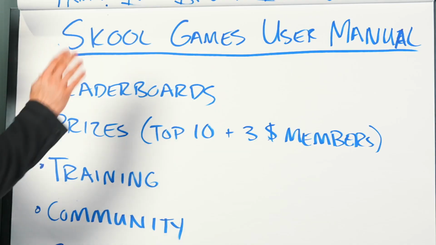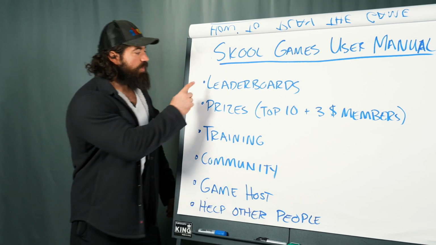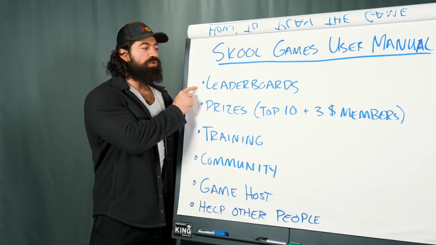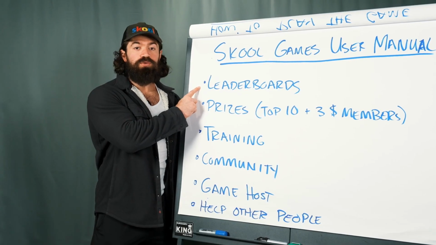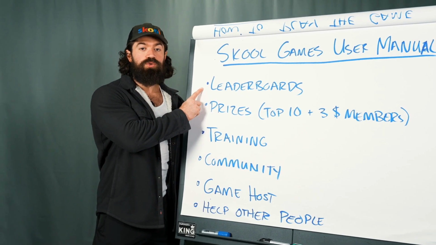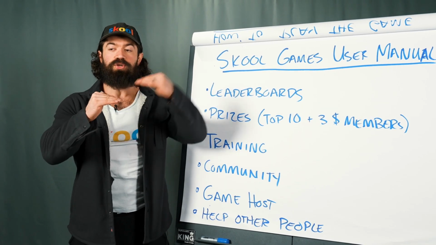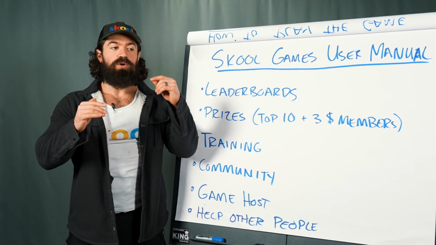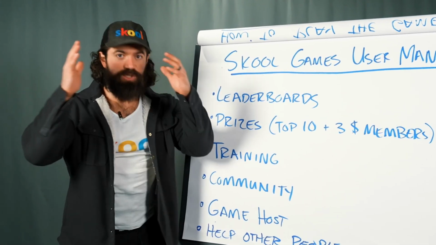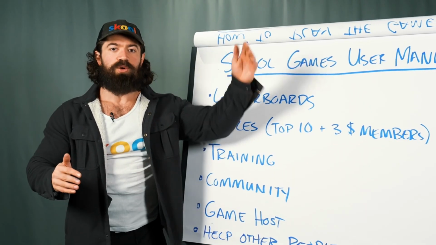Now, here's your Skool Games user manual. All right, so right up front, we have leaderboards. Leaderboards will rank you based on the amount of monthly recurring revenue that you're pushing through Skool. And here's the key point, is that every month when we have another Skool Games, it's about the growth, not about the total. And so if you don't win one month, you can still play again the next month and still try to win.